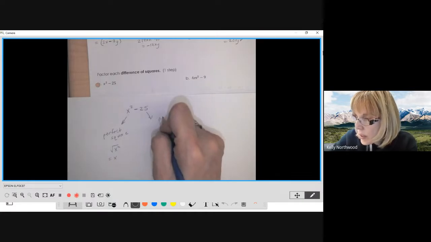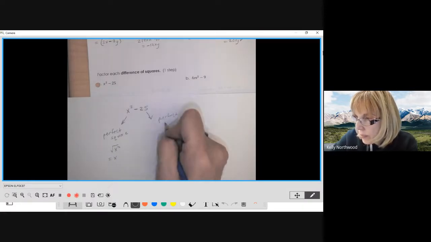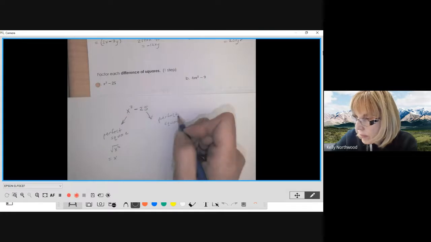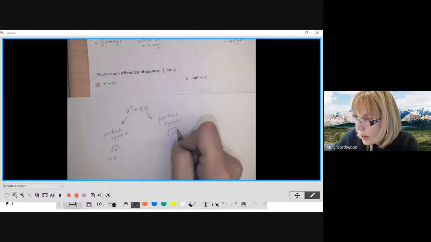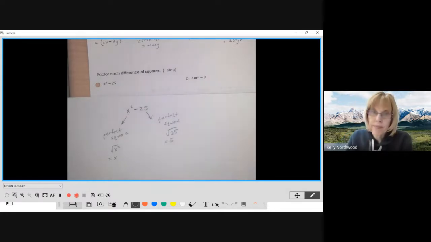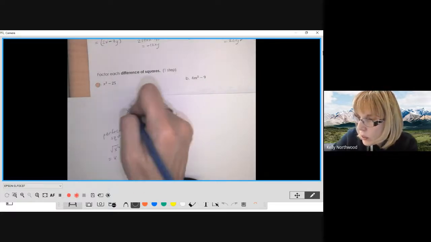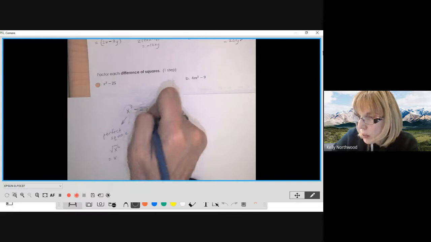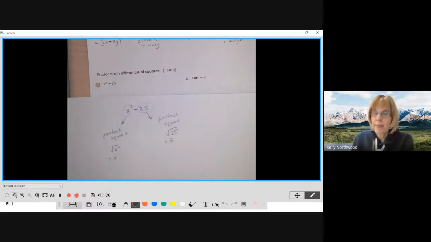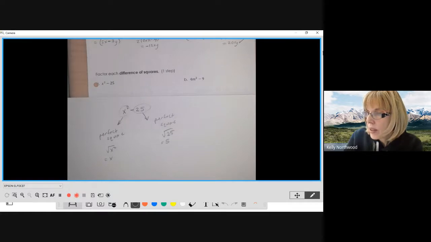25 is also a perfect square. The square root of 25 is 5 exactly. We call it a difference of squares because it's 1 perfect square and then subtracting another perfect square. Okay? And they have a special pattern they factor to give you.